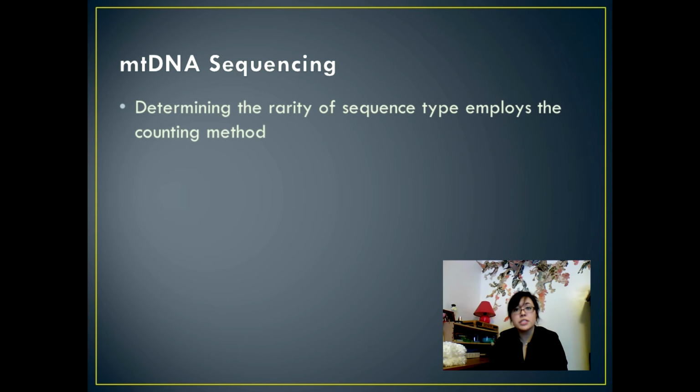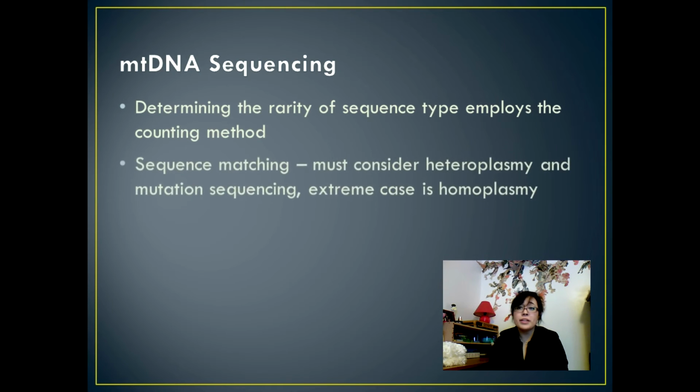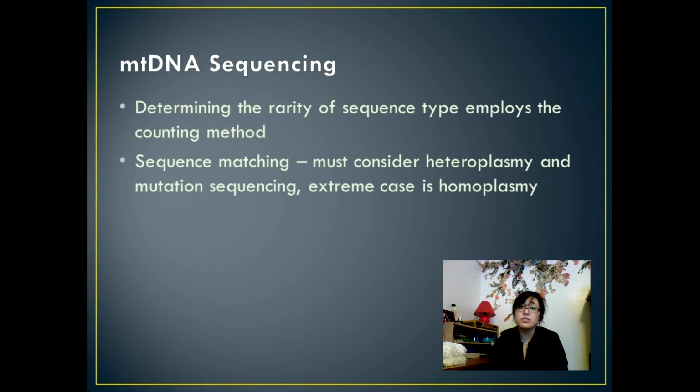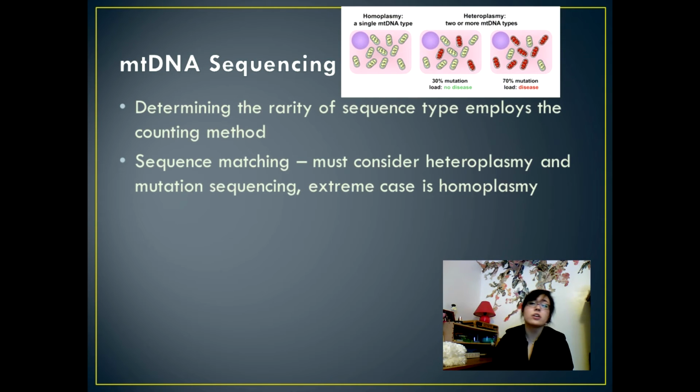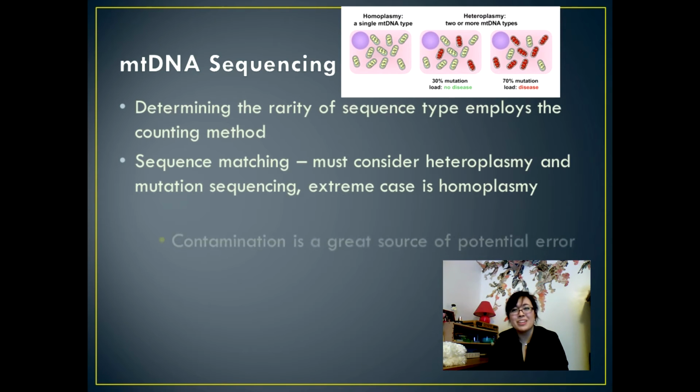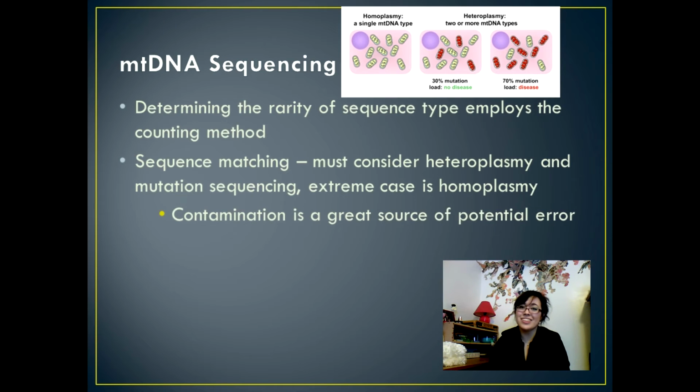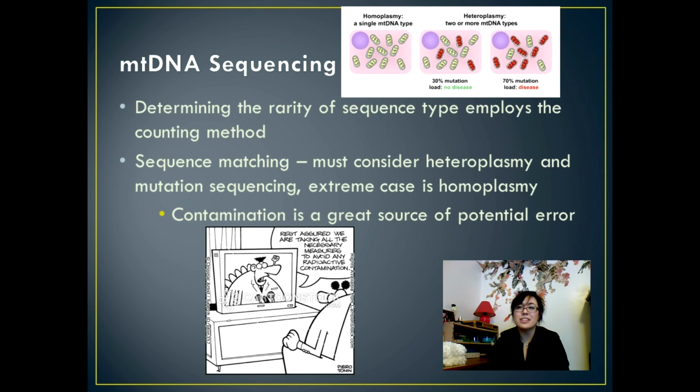When considering mtDNA sequence matching, heteroplasmy and mutation sequences have to be considered, and in extreme cases, even homoplasy can occur, resulting from factors like genetic bottlenecks in the lineage or even among a single individual's tissues. As with all laboratory experiments, contamination is also a great source of error, especially because of the minute amounts used.